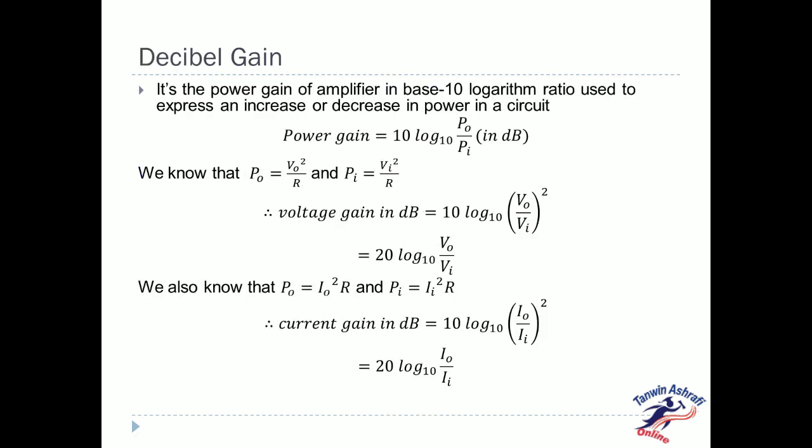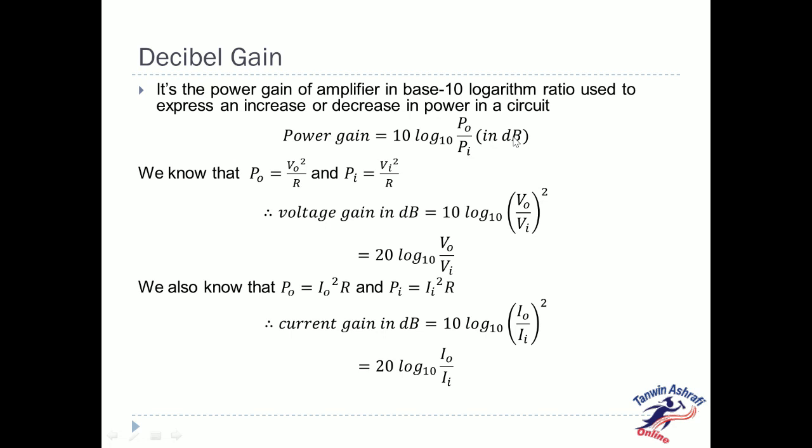Decibel gain. It is the power gain of an amplifier in the base of the logarithmic ratio, used to express an increase or decrease in the power in a circuit. Therefore, power gain in decibel is 10 log to the base 10 of output power Po divided by Pi.